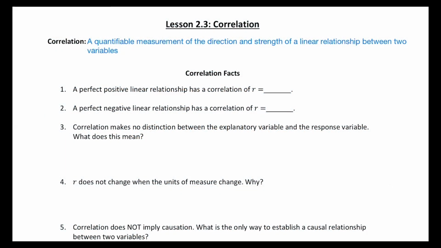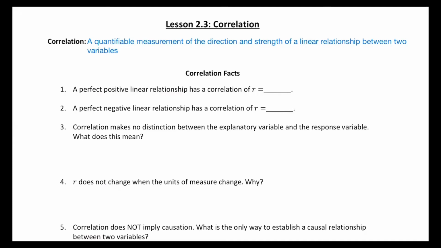Guys, this is independent lesson 2.3, correlation. So the definition of correlation given right here is just something that we are going to use to measure the strength and direction of a linear relationship between two variables. Yesterday, we talked about how we can sort of just guesstimate the strength of a relationship, and now we actually have a number we're going to use.